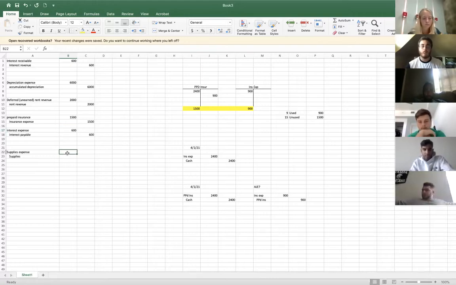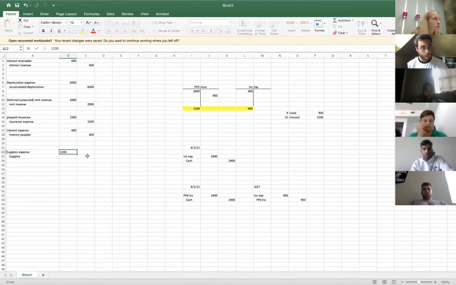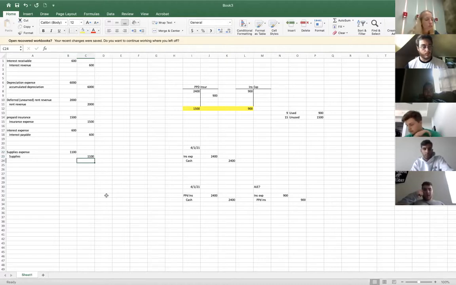Okay, so now the next one is there's an 1,800 debit balance in supplies, but they only have 700 left. So what is my adjusting journal entry? How much of the supplies have I used? 1,100. Good, 1,100. Because I had 1,800 and I only have 700 left, the adjusted balance of the supplies account should be 700, because I used 1,100.